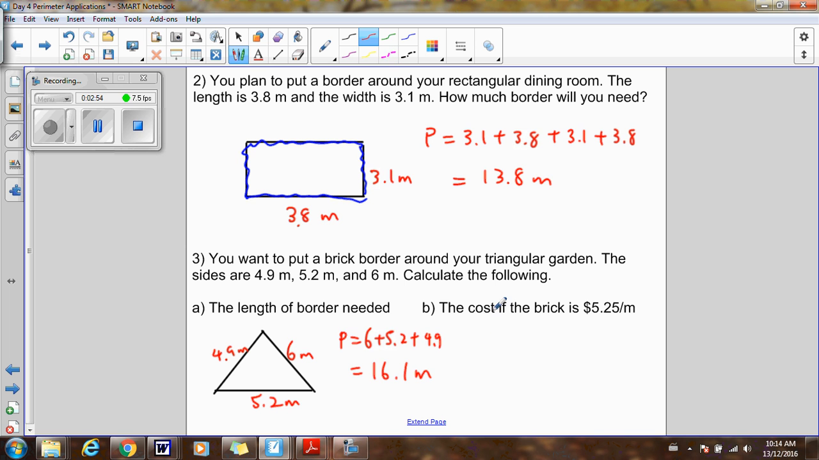Part B of the question asks us to find the cost if the brick is $5.25 per meter. Well, we know the perimeter is 16.1 meters, so to find out the total cost, all we have to do is take the cost per meter, which is $5.25, multiply that by our perimeter, which was 16.1, and if you do that, you're going to get the answer 84.53, so $84.53.